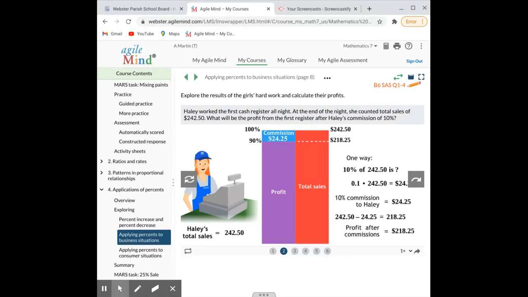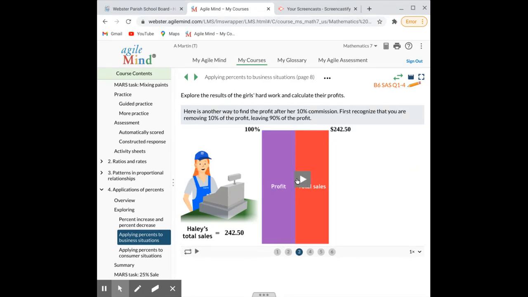So that's what we're going to look at. So the next step is for us to calculate the fee. So we're going to do that right now. They're going to show us another way we can find this answer.